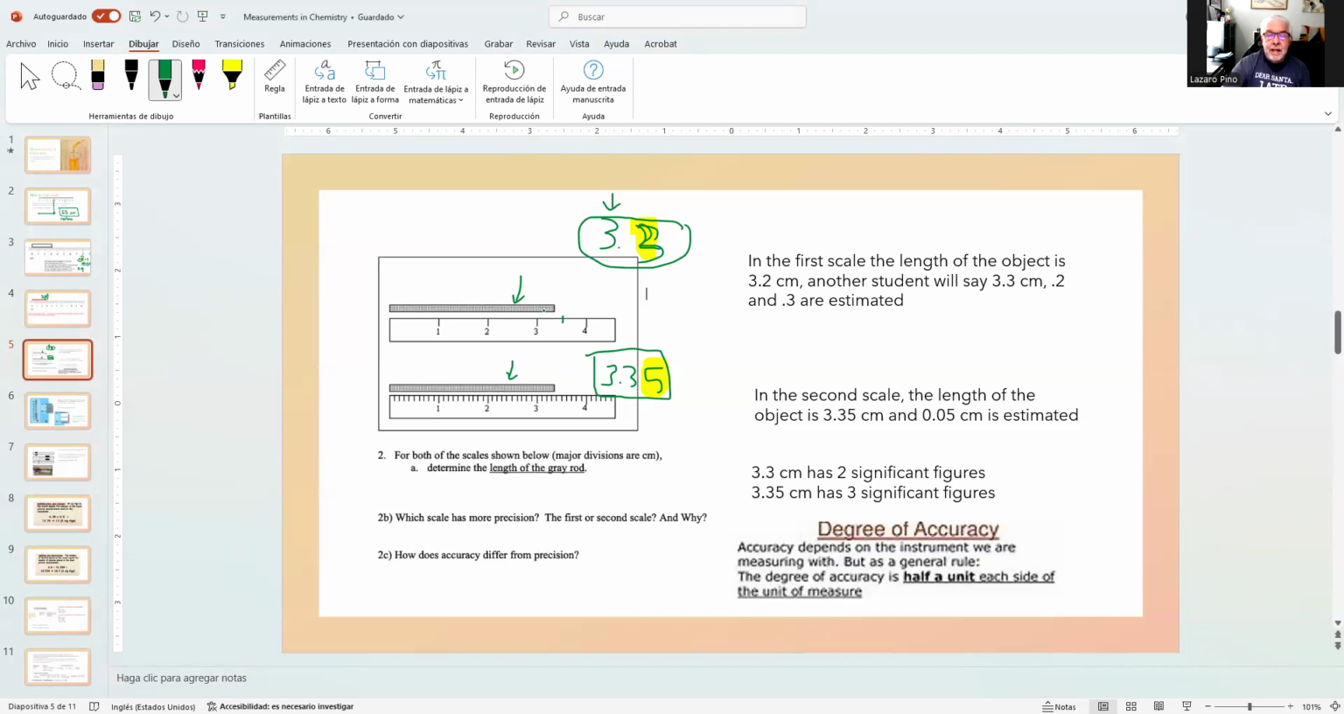That's why the accuracy of a measurement depends on the smallest number that you can measure. And always you will estimate an extra digit. All right?